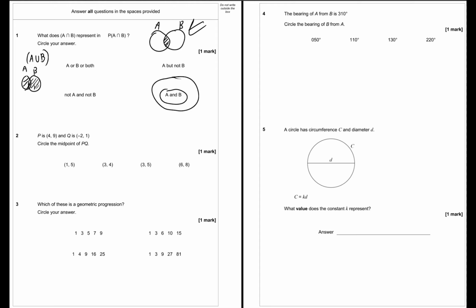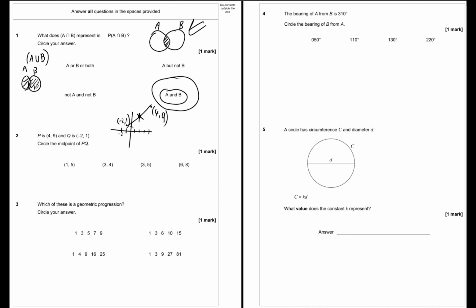Okay, question 2. P is the point (4, 9) and Q is the point (-2, 1). Circle the midpoint of PQ. So let's say we've got 2 points. P is 4 on the x-axis, so it'll be 1, 2, 3, 4, and then 9 up. So this is the point (4, 9). And Q is (-2, 1), so that will be -2 here, and then 1 up. So we want to join these two together and find the midpoint here.